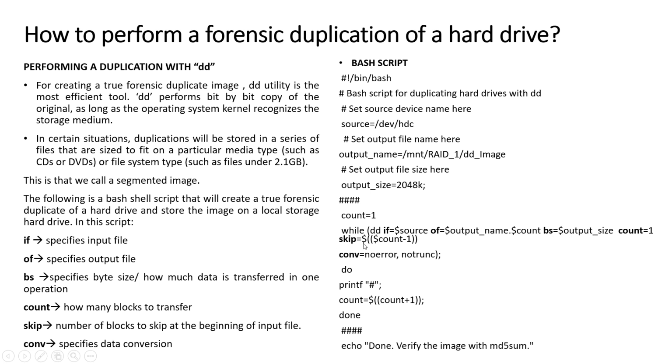Skip specifies how many blocks to leave at the beginning of the hard drive, from where we need to start, and conv represents the data conversion. So this while loop will continue until a complete hard disk is duplicated. So this is a bash script which can be specified for the DD command.